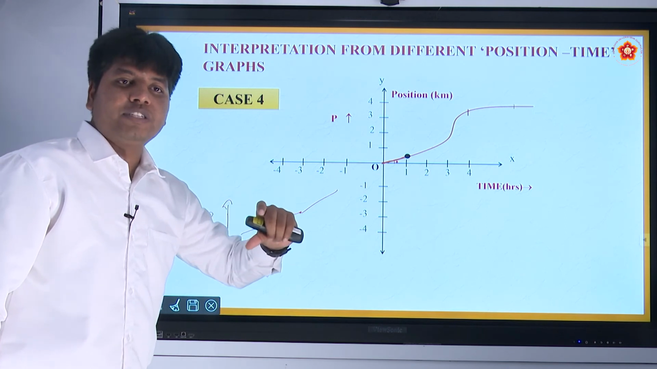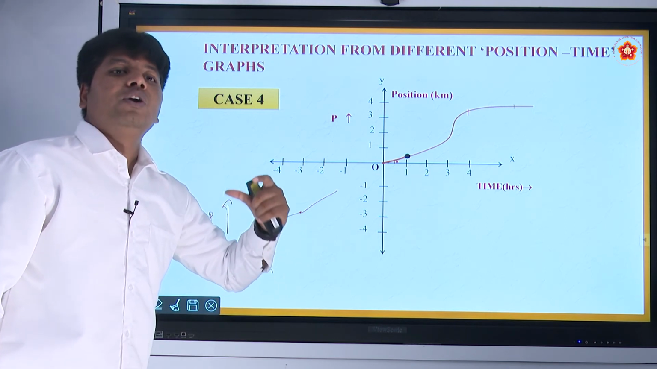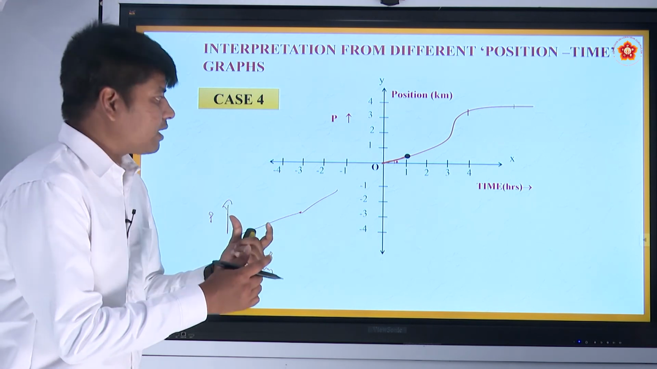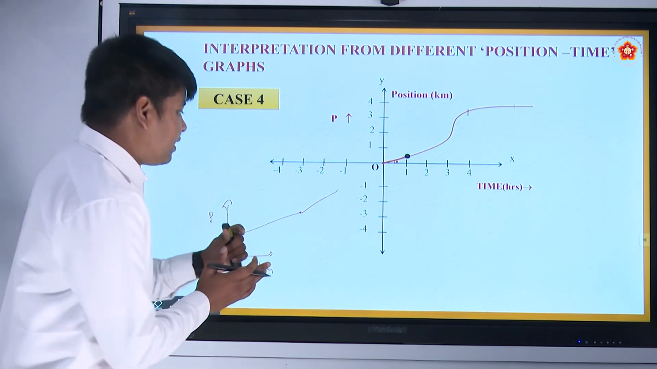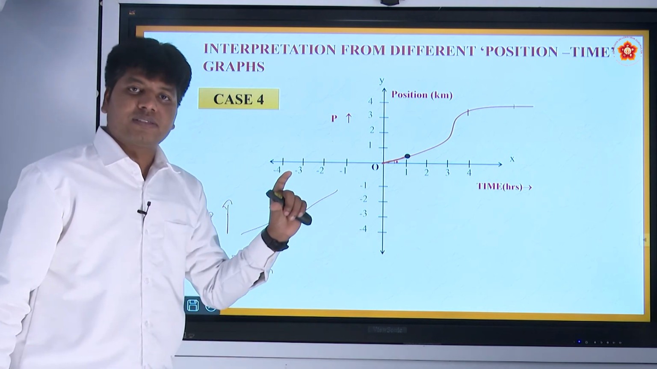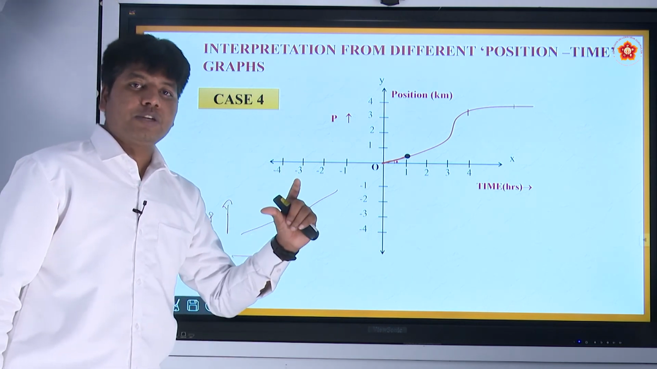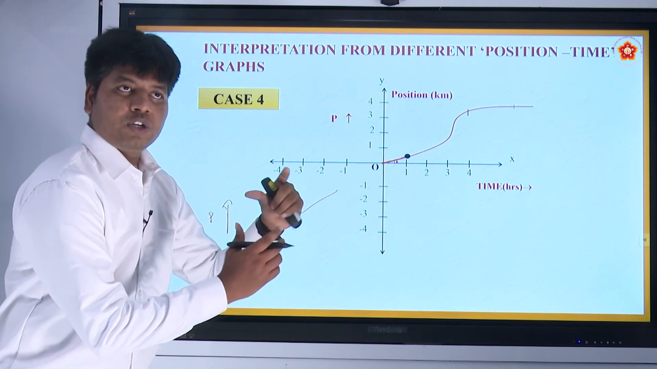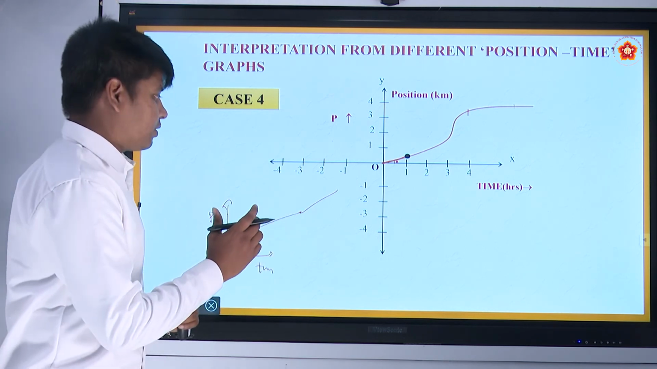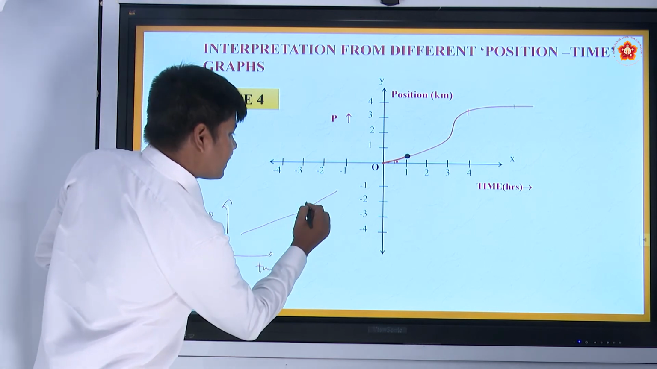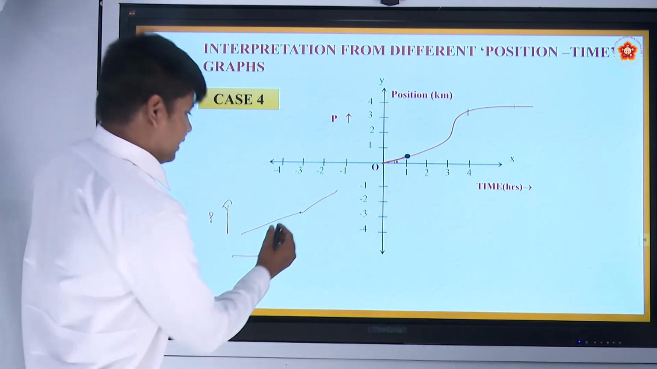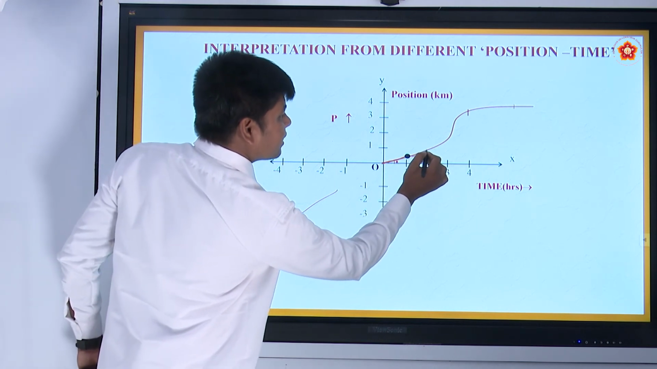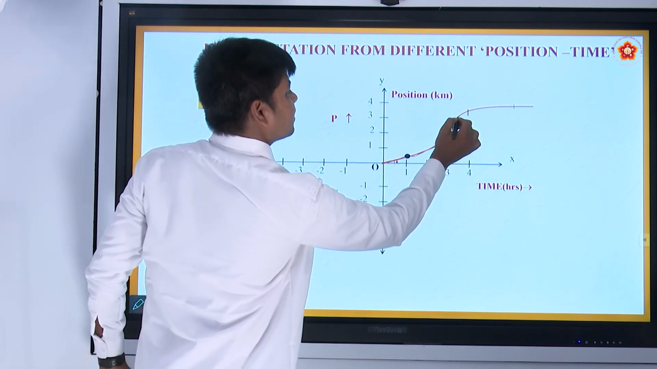Previously, the change in position may be, for example, 2 kilometers for 1 hour. After 1 hour, it may increase to 1.2 kilometers. The change in position may be 1.2 kilometers per 1 hour. So the rise is a little bit more. So this is called non-uniform motion. Is it constant here? It keeps on changing its slope like this.